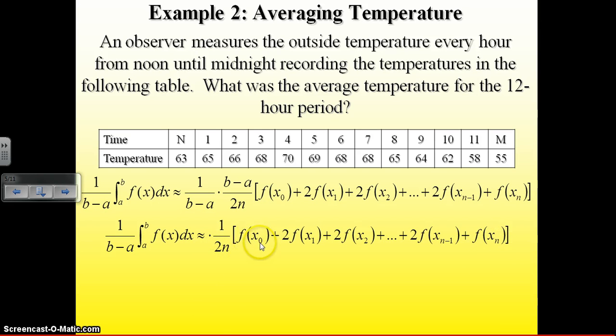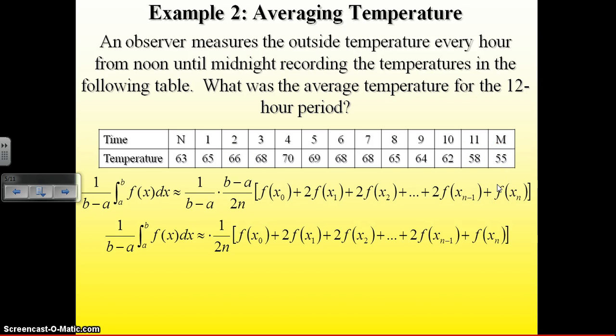All right, well, what would f of x sub 0 be? Well, that would be the first temperature right here, 63 degrees. And then we have 2 times f of x sub 1, so that would be 2 times 65. And we have 2 times f of x sub 2, so it would be 2 times 66, all the way up to 2 times 58, and then 55.